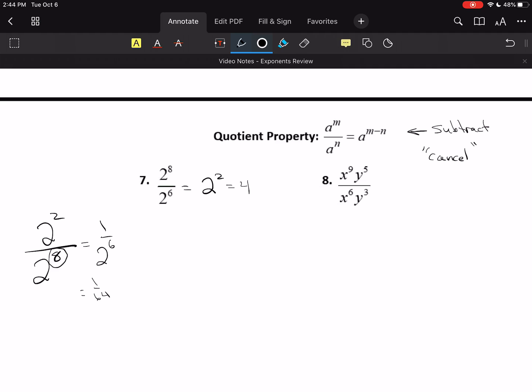Looking at example 8, x to the 9th over x to the 6th, so I would have x to the 3rd left on the top. And I have y to the 5th over y to the 3rd. I would have 2 left, so y squared, and it would be left on top because that's my bigger exponent.